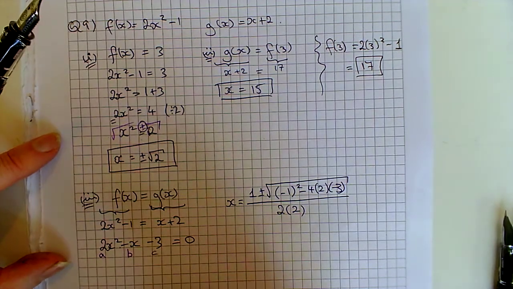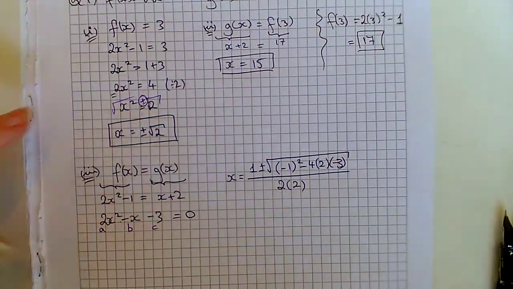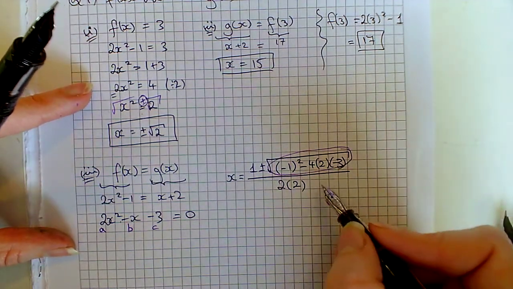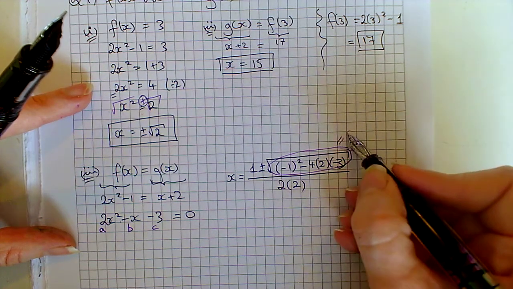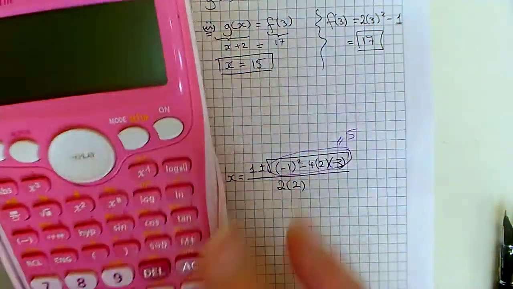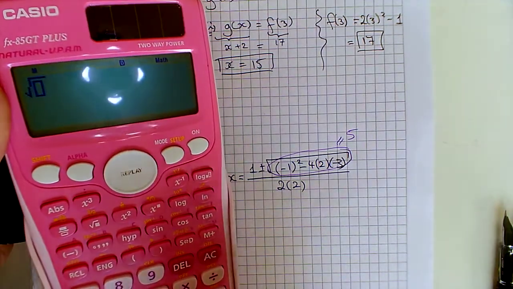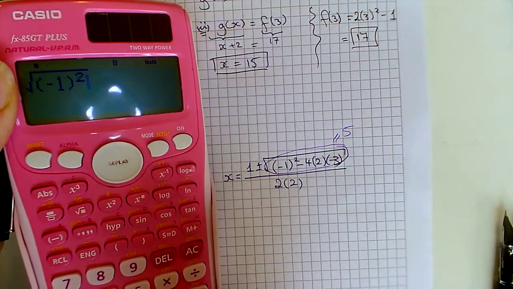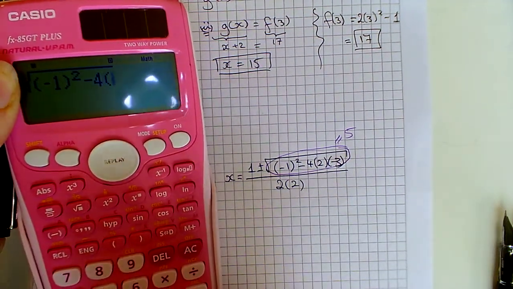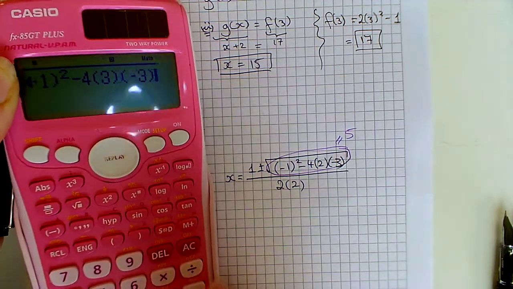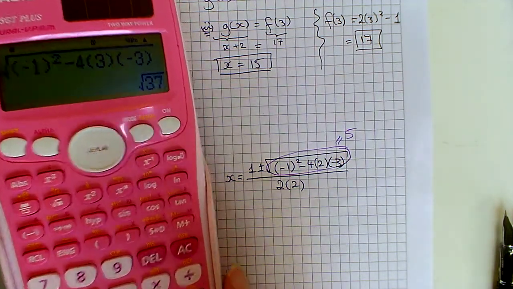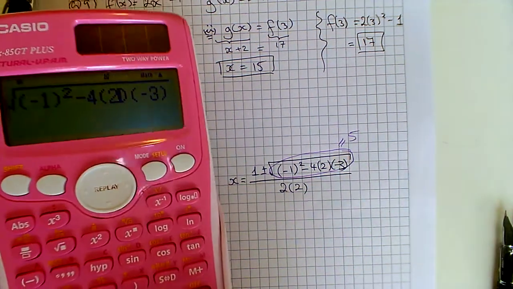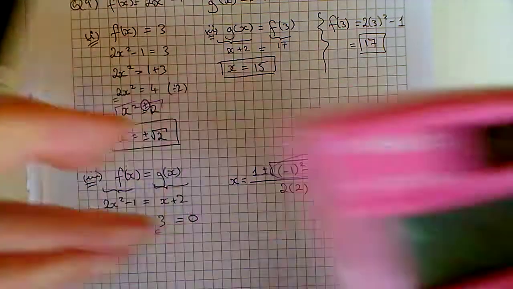A, B, C, because I have it in the right pattern. We'll pop this into our calculator in one go and we should get 5. Let's double check that. I should just do it rather than guessing ahead. We have the square root of -1 squared minus 4 bracket 3 and a -3. Make sure all your minuses are right. Oh, that should have been a 2 back here. I just typed it in wrong, and we get 5.